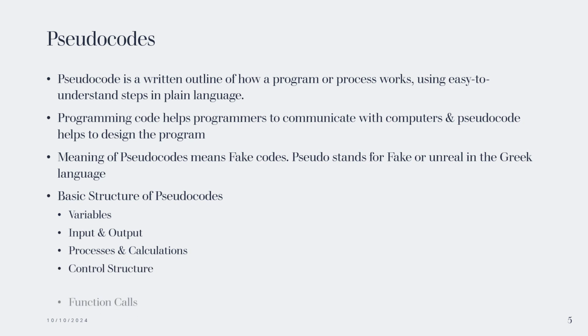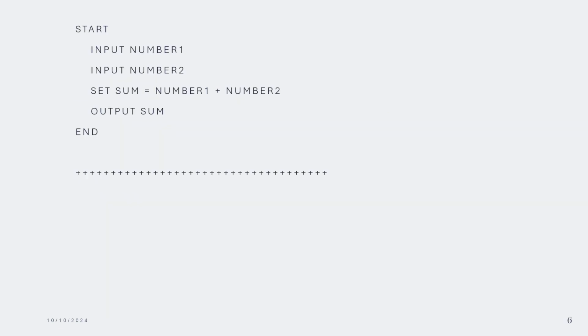And then control structure and function calls. So these are the basic structures when it comes to pseudocode. Okay, so this is one of the examples that I can give you for a pseudocode. First, as I said earlier, there is a start and a clearly defined end of this process, and you can see the inputs as well. And after the input, you can see number one and number two.